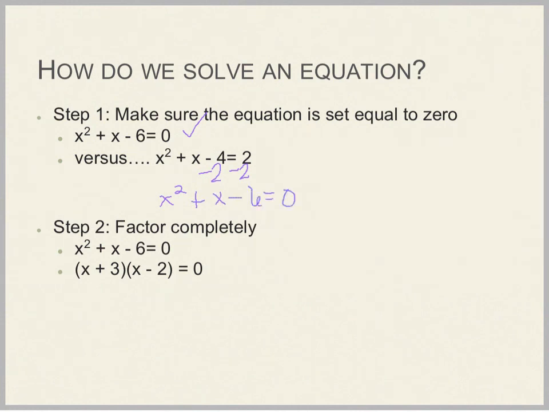Our second step is to factor completely, and we need to look for greatest common factor or factor by grouping, so we do factor these polynomials completely. This polynomial factors into (x plus 3)(x minus 2).